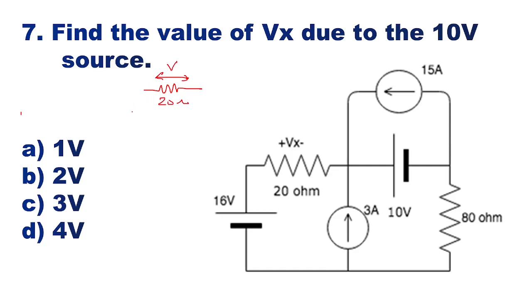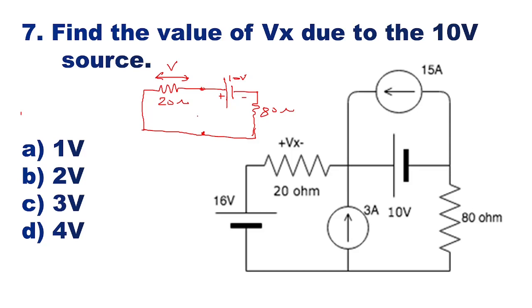Now we are going to consider only the 10 volt source. So this 16 volt source will be shorted here, and the current source of 3 ampere will be opened, and here we are going to consider the 10 volt supply. This is the 10 volt supply, plus minus 10 volt supply. The above current source will be open, and here you will have the resistance which will be of 80 ohms. So we'll be having a voltage source of 10 volt and two resistances of 80 and 20 ohms. Now we want to find out the voltage across the 20 ohm resistor due to the 10 volt source.